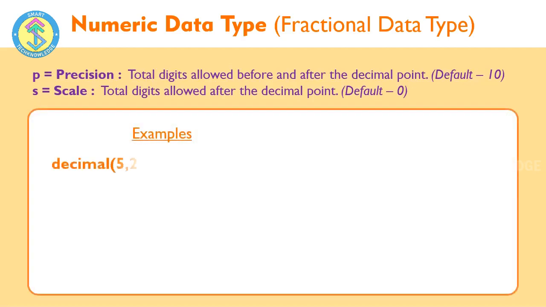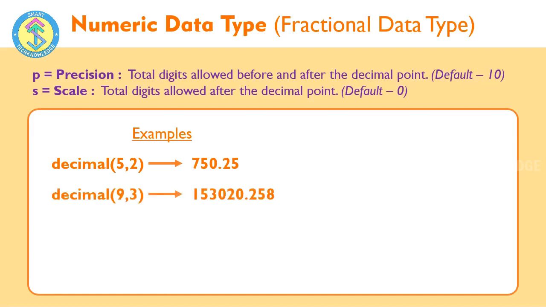Here, in the first example, precision is 5, total number of digits before and after the decimal, and scale is 2, that means 2 digits after the decimal point. In the second example of decimal 9,3, 9 is the total number of digits before and after the decimal point. In the answer, you can see that there are 9 digits in total, which is called precision, and after the decimal there are 3 digits, and those 3 digits are known as scale. Similarly, go through the remaining 2 examples.